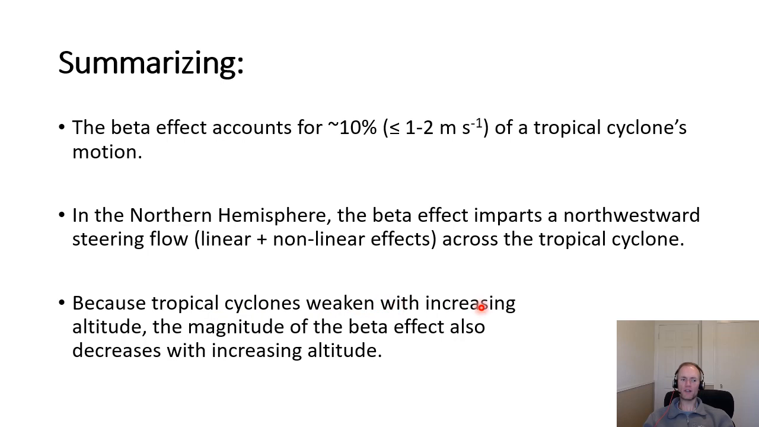Because tropical cyclones weaken with increasing altitude, though we didn't tie this specifically back to the math, we could do so in the conceptual framework that we did a couple of slides ago and show quantitatively and qualitatively that the magnitude of the beta effect also decreases as you go upward within a tropical cyclone. So that's it in terms of the beta effect.